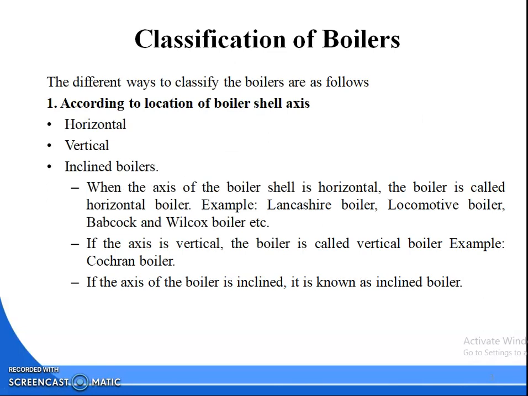Then we will go for the classification of the boiler. According to the location of the boiler shell axis, the boiler is classified as a horizontal boiler and a vertical boiler. If the axis of the boiler shell is horizontal, the boiler is known as a horizontal boiler, such as the Lancashire boiler, locomotive boiler, or Babcock and Wilcox boiler. If the axis is vertical, then it is a Cochran boiler. If the axis is inclined, that is known as an inclined boiler.